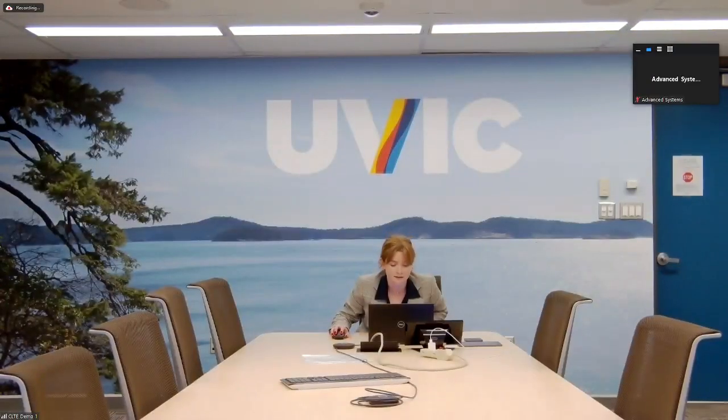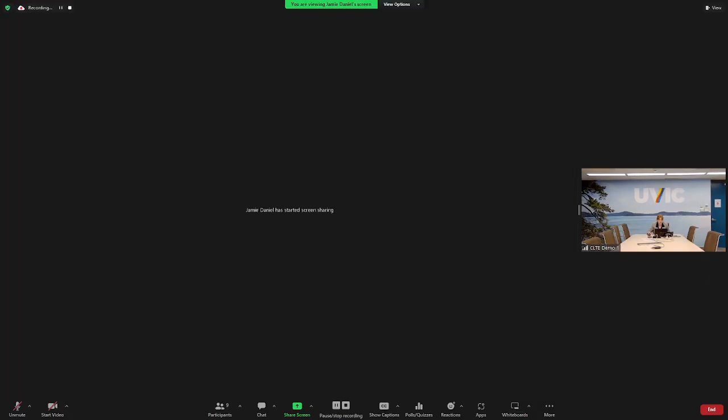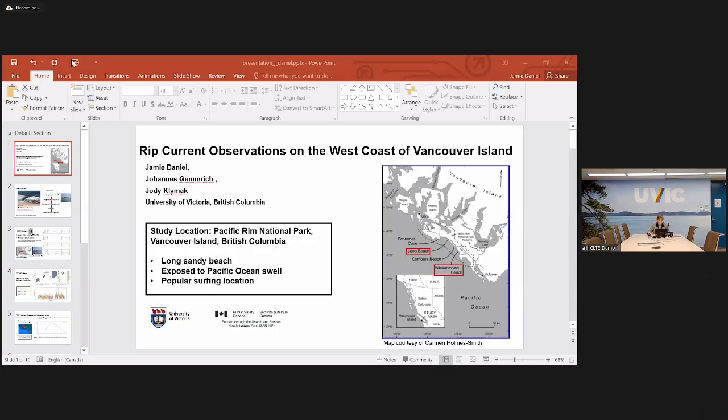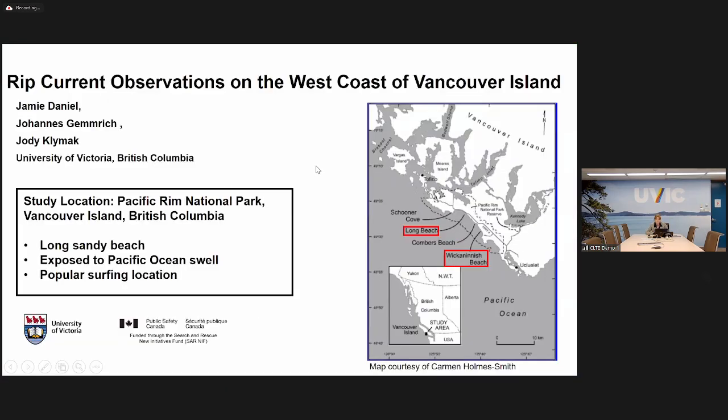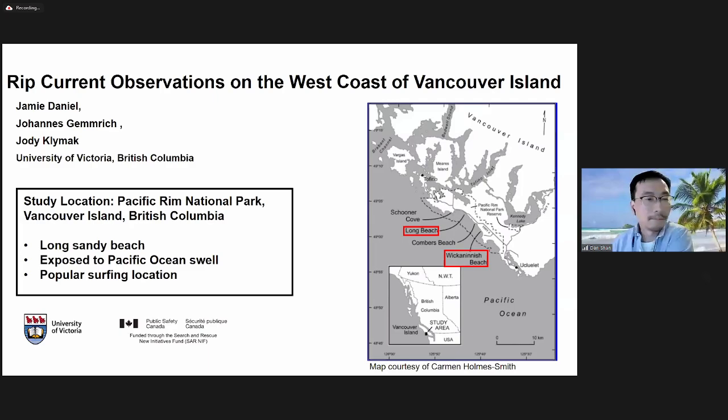Okay, yeah, I'll just get my screen share set up. Okay, can everybody see my screen? Yeah, it looks great. Okay, awesome.